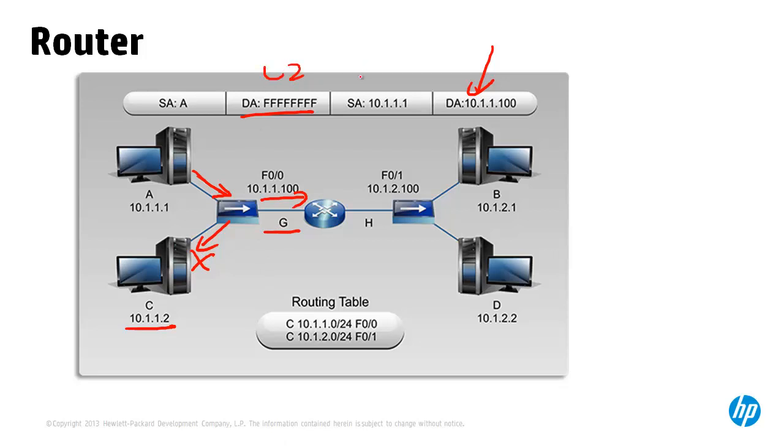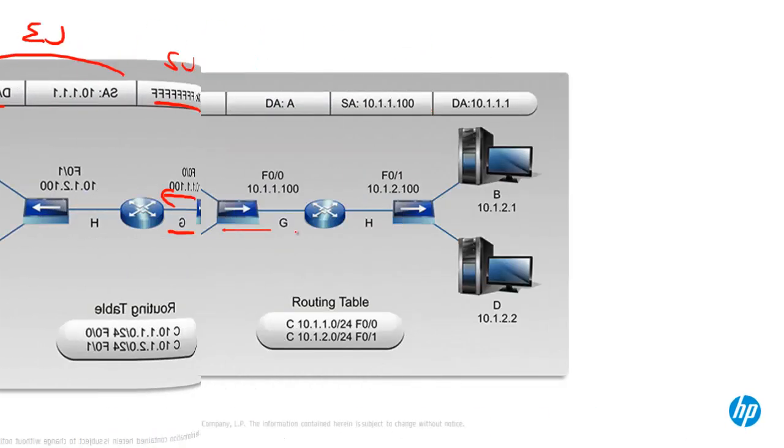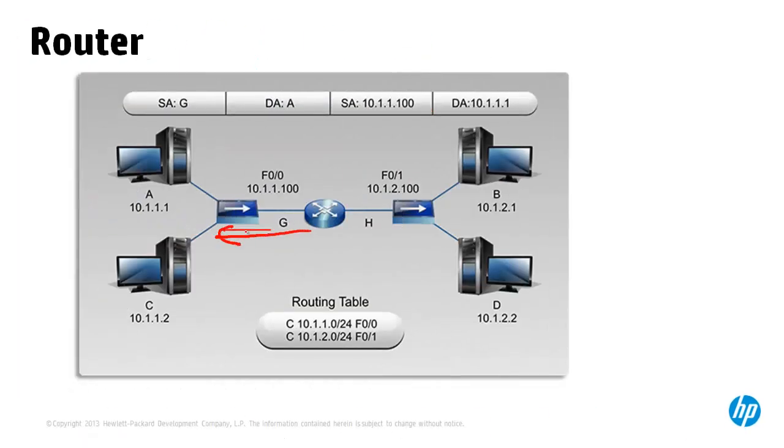It'll read the layer 3 information and see once again that this is an ARP request for its IP address. The router will therefore reply to the ARP request. The ARP reply is a unicast. So source MAC address is G, the router's MAC address. Destination MAC address is A. Source IP address is the router's IP address. Destination IP address is A's IP address.